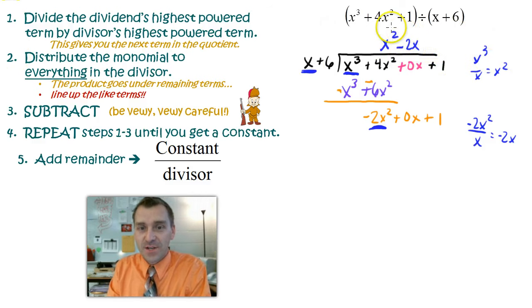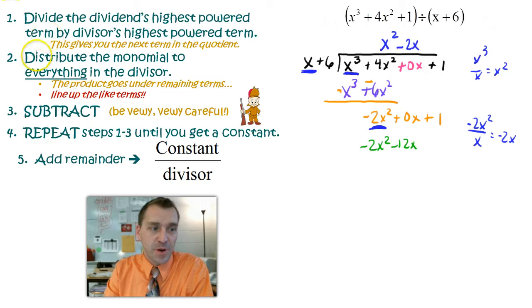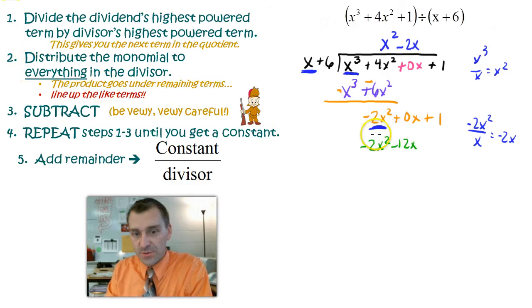So negative 2x times this gives me negative 2x squared. And then negative 2x times this gives me negative 12x. Beautiful. So I'm now at step 3. I'm just repeating all this stuff. I've got to be very, very careful. So when I subtract, I'm going to change colors. When I subtract this, it changes sign. So I put these things together. That means this goes to 0.